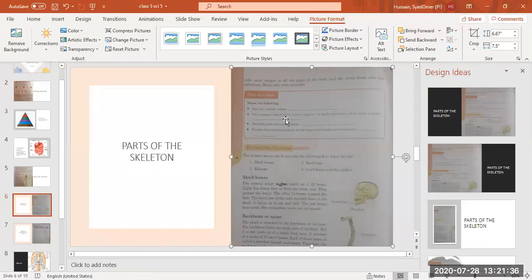Students, have you done it now? Now we have to start today from parts of the skeleton. Now we are just studying which system? We are studying the skeletal system.